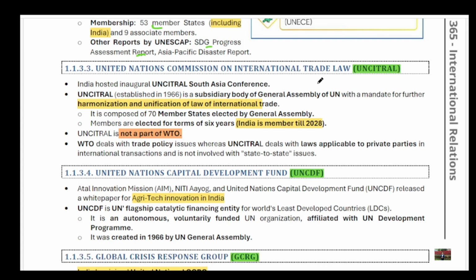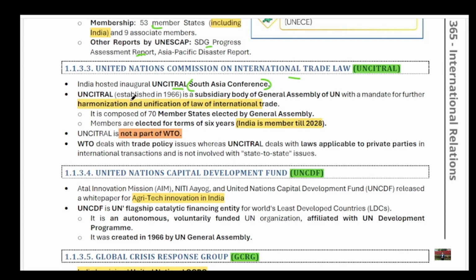The next one is UNCITRAL. What is UNCITRAL? United Nations Commission on International Trade Law, right? So India recently hosted the inaugural UNCITRAL South Asia conference. Under UNCITRAL, there is a South Asia wing, and this is the inaugural meeting which was hosted by India under UNCITRAL, right?